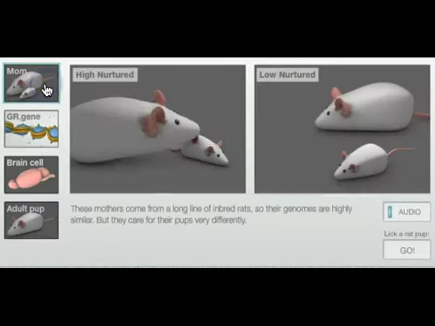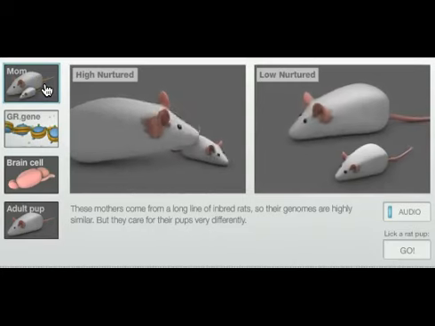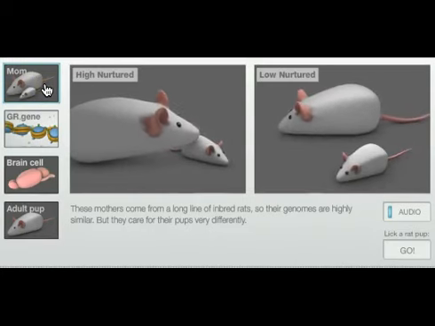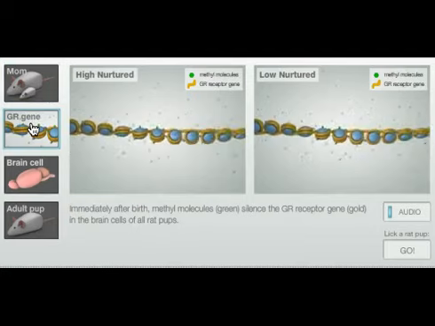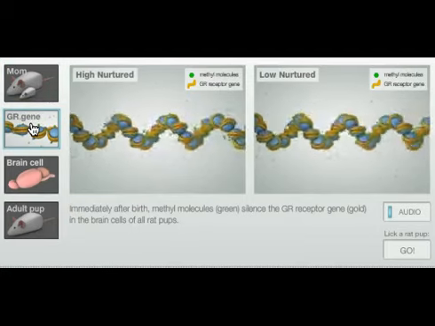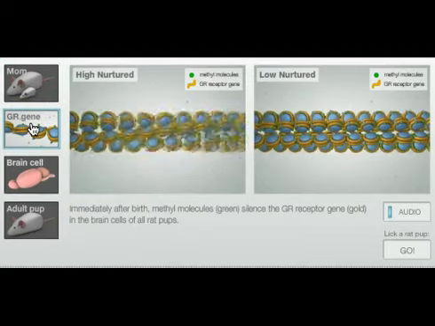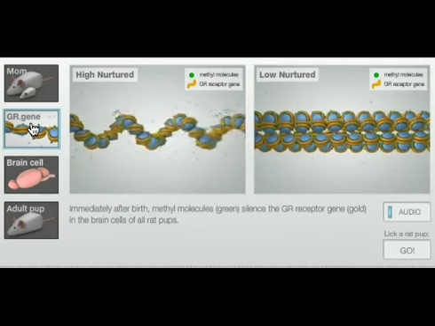Choose among these mothers come from a long line of inbred rats, so their genomes are highly similar, but they care for their pups very differently. Immediately after birth, methyl molecules, green, silence the GR receptor gene, gold, in the brain cells of all rat pups.